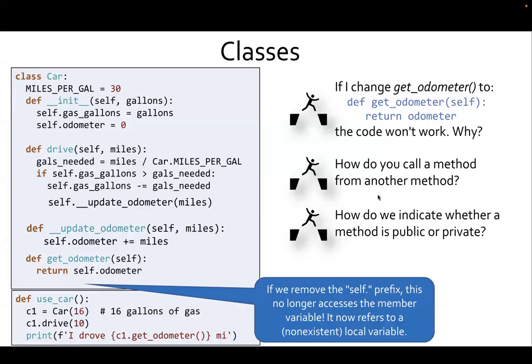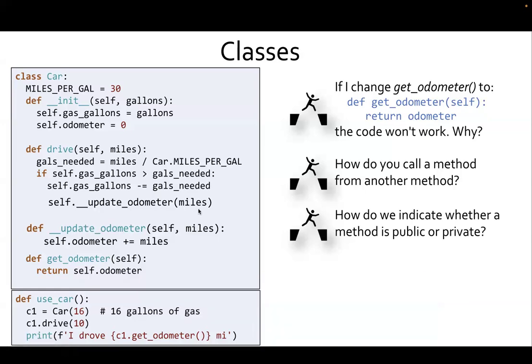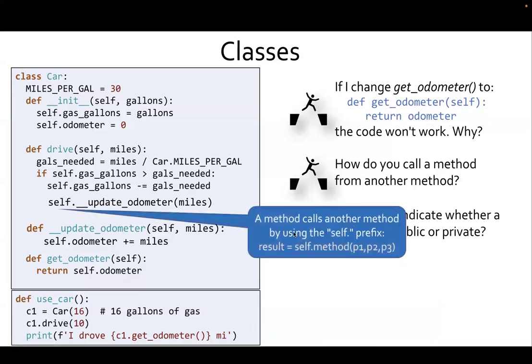And how do you call a method from another method? I briefly mentioned this earlier. We're using that self over here and calling it from here. I think there is an animation. So a method calls another method by using the self prefix. This is the self, like a mandatory self, and then with the dot, we can call the method defined over here.